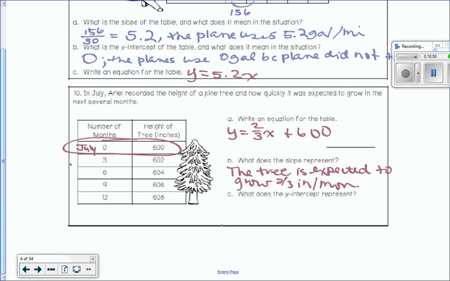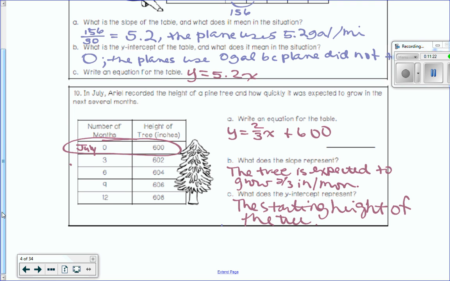So Ariel has a pine tree. She got it in July. The starting height of the tree. Absolutely. The starting height of the tree. So when Ariel got it in July, the tree was already 6 1/3 inches. Are we good? You can put that too. Something similar. Questions? Clarify anything?